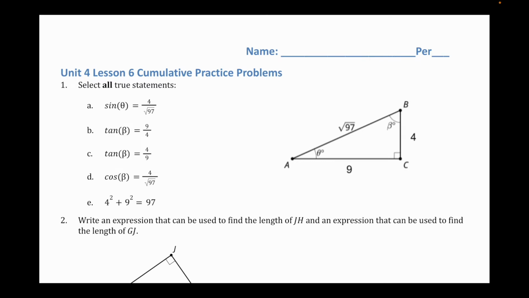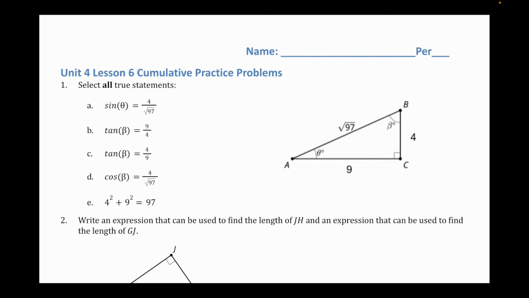In this lesson, we basically learned that all of the ratios that we've been working with have formal names, and those are sine, cosine, and tangent. So we are going to select all true statements relating to that in question 1 here.